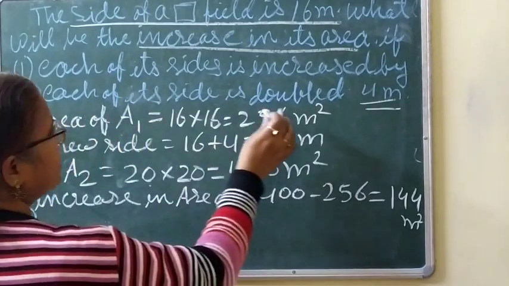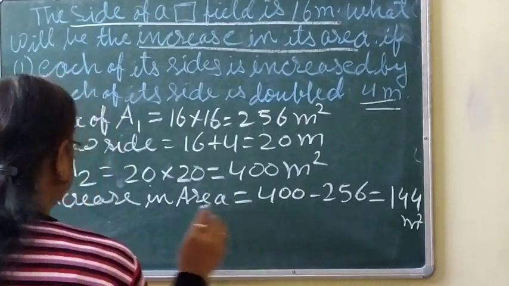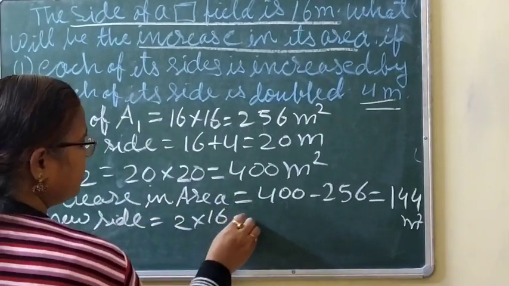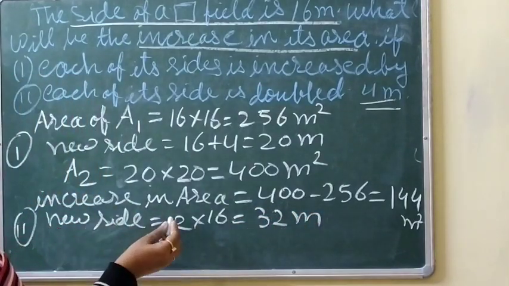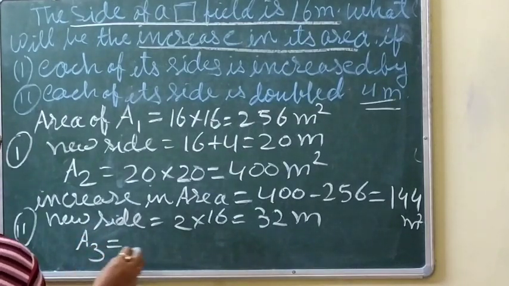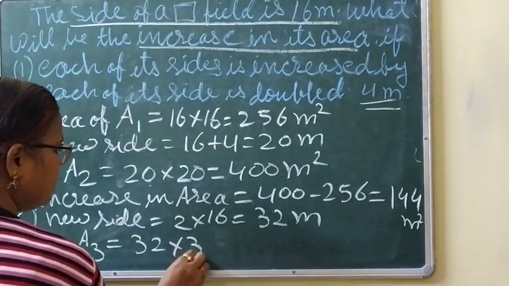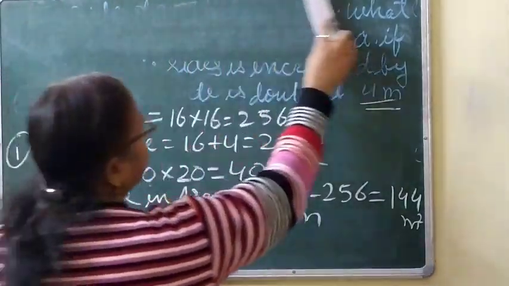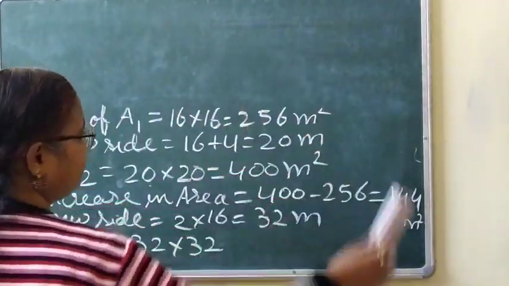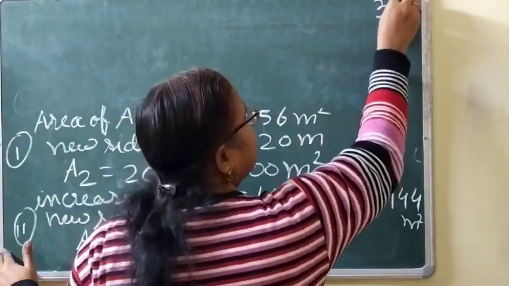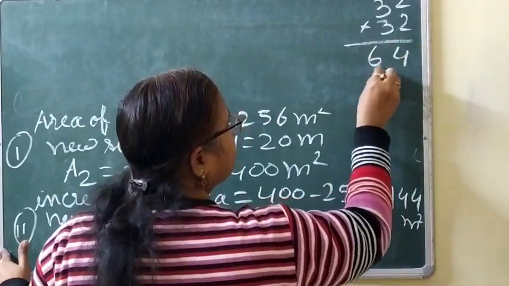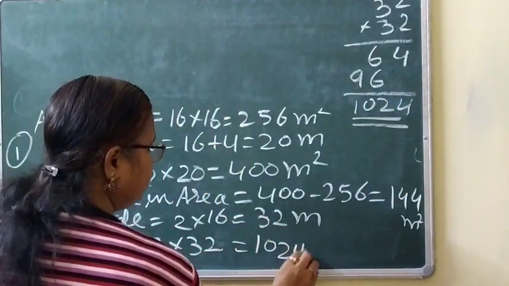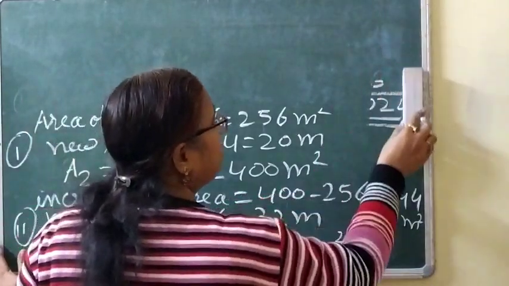Now the second one: each of its sides is doubled. Double means we'll multiply with 2. So new side will be 2 into 16, that is 32 meter. So A3 will be equal to 32 into 32. Not getting enough place, so I can rub this here. So 32 into 32, let's multiply, 1024. So this will be 1024 square meter.